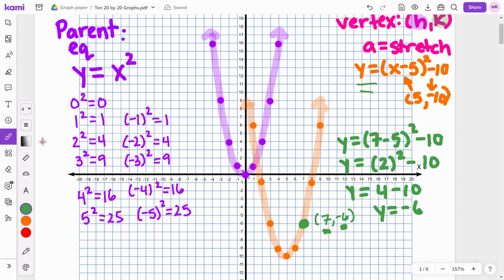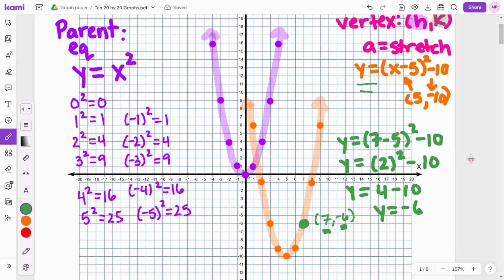You see, I actually got that same point without having to do a table or plug my values into the equation, because I know how to graph x squared. And that x squared graph just got moved to this new vertex. Nothing has changed. It's still 1 squared is 1, still 2 squared is 4, still 3 squared is 9, 4 squared is 16, and so forth.